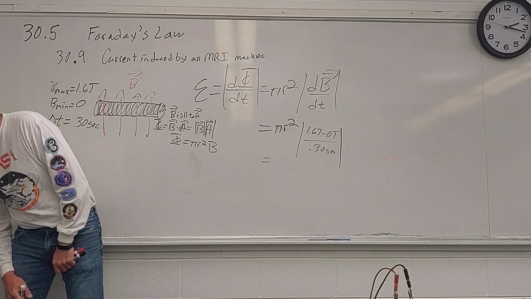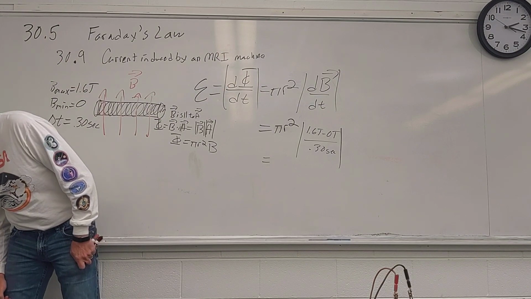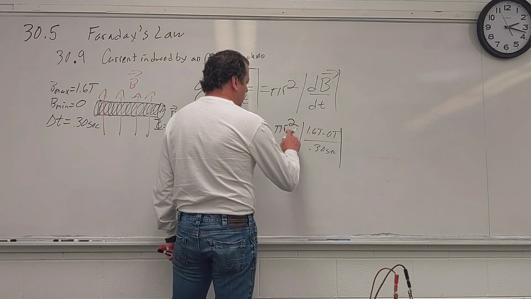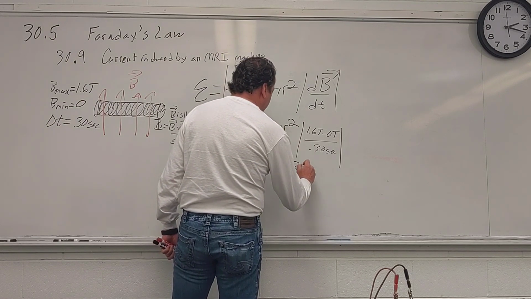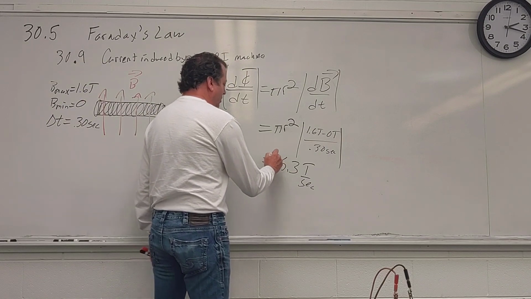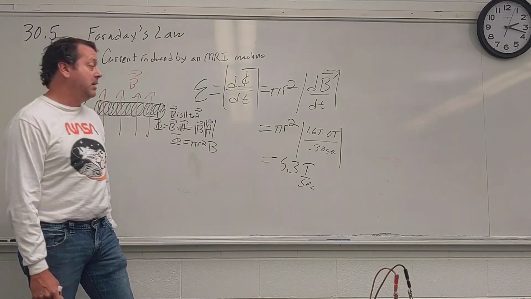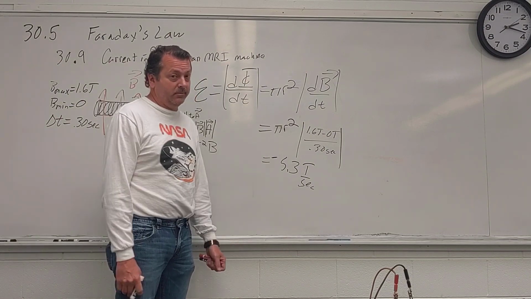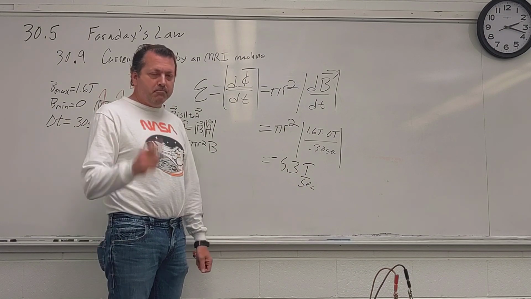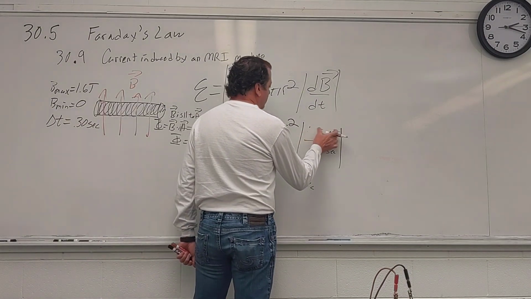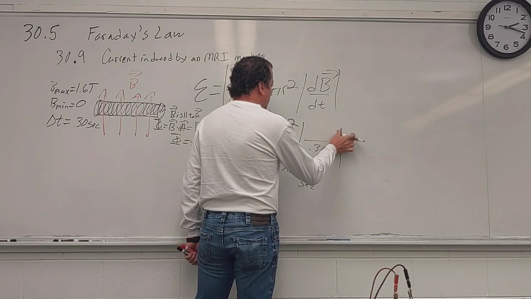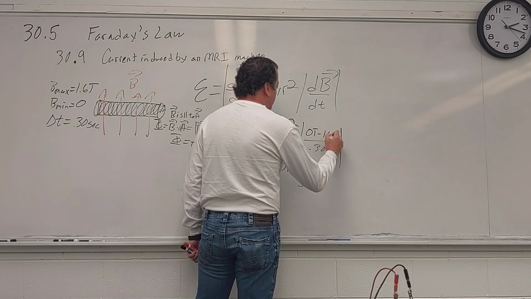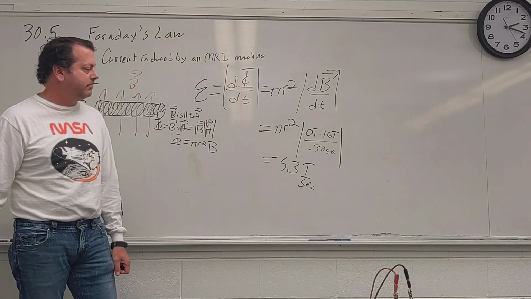Well, according to the book, you get 5.3 Teslas per second. Now the book has a negative here. You know why it has a negative? Because I made a mistake. When you do a derivative, you do final minus initial, and I did initial minus final. Bad duck. Okay, I should have done that. So, final minus initial is 0 Tesla minus 1.6 Tesla. So that was my bad.